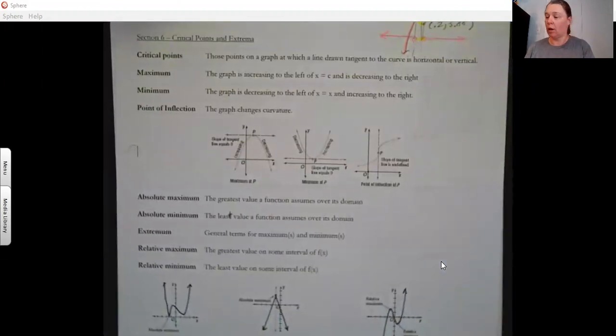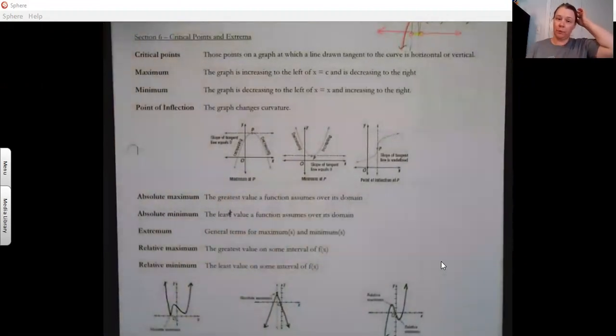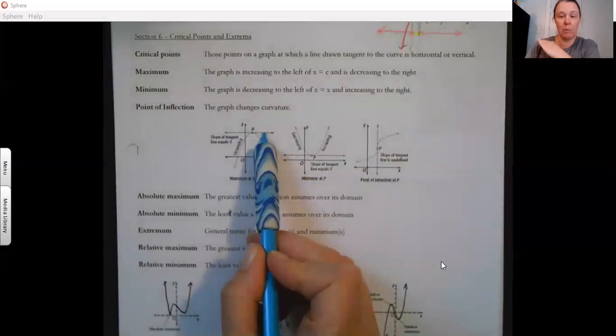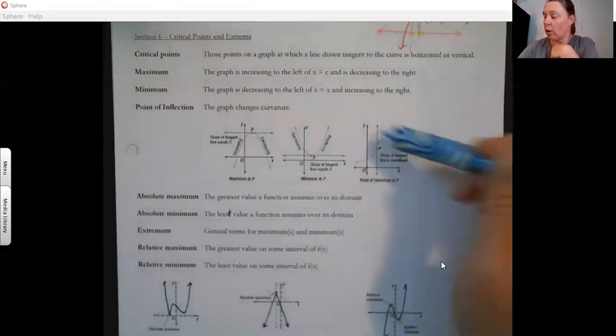Okay, so 3.6, there are a bunch of definitions here at the top, just some vocabulary. When we talk about different functions and describe them, like we were describing with end behavior and increasing and decreasing, we talk about critical points and extrema. Critical points are those points on the graph at which a line drawn tangent to the curve is horizontal or vertical. So here are some examples of that right here. Tangent, remember, is a line that brushes the curve and only hits at one point. So here or here or here.